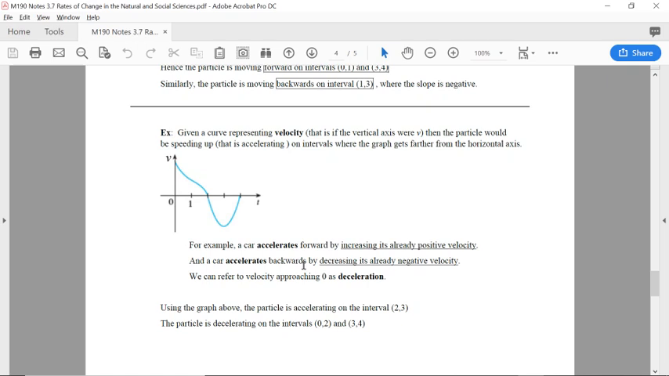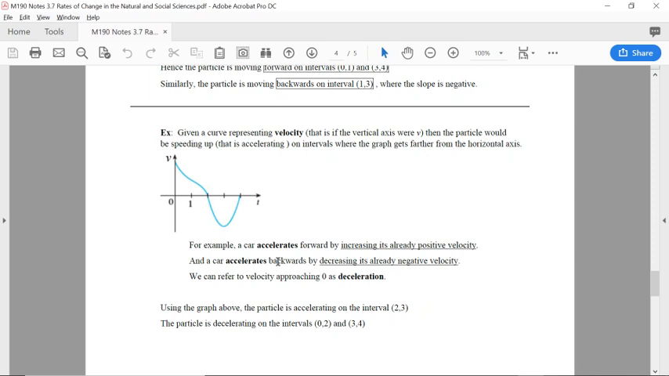To accelerate backwards, if you put the car in reverse, then you would want to decrease what is already a negative velocity. So if you're traveling backwards at, let's say, negative 5 miles per hour, and you wanted to accelerate backwards to negative 10 miles per hour, that means you want an even greater negative velocity. You would not want the acceleration to be positive in that case, because you're trying to get a larger negative velocity out of it.